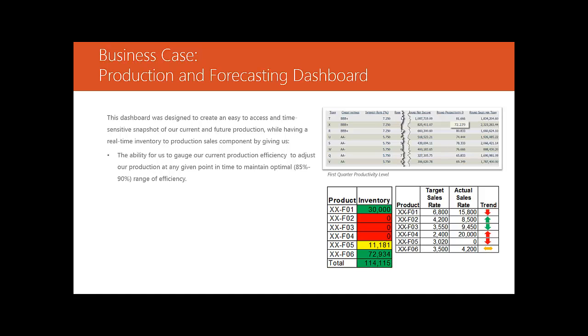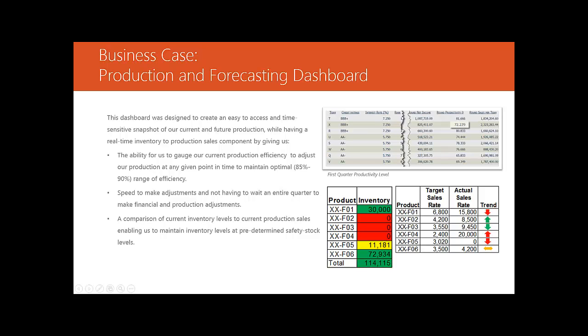We're currently running at 72.29 production efficiency, and so we have developed a tool that would help us better meet that production efficiency. Next, this production and forecasting dashboard would allow us to make speedy adjustments. In other words, we don't have to wait for all the data to come in at the end of the quarter, but we can make real-time decisions as they're happening.